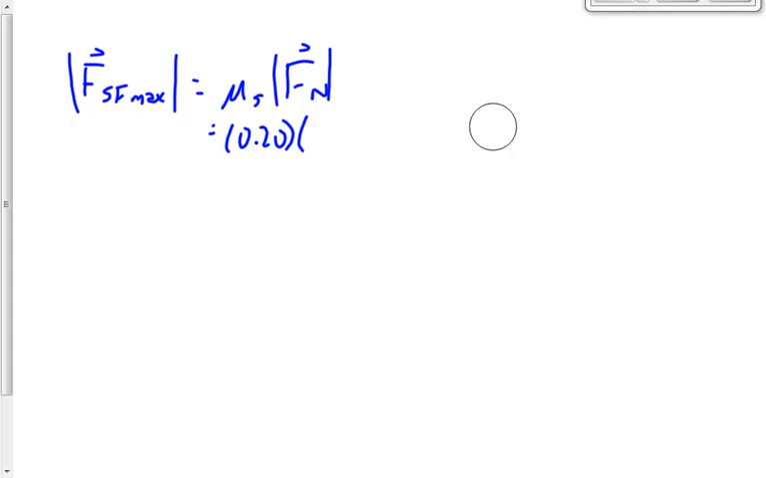Sorry, no, that's not right. The normal force was 4247.8546. That gives us a maximum possible force of static friction of 849.571. Now, do we know if it moves yet? No, but we're close.